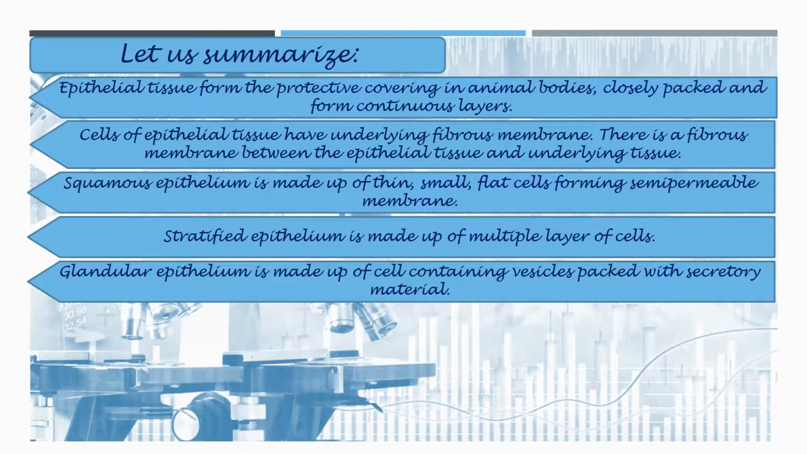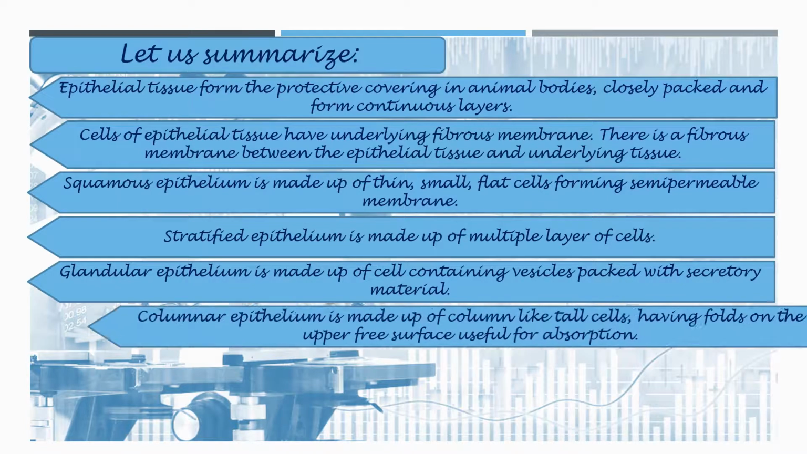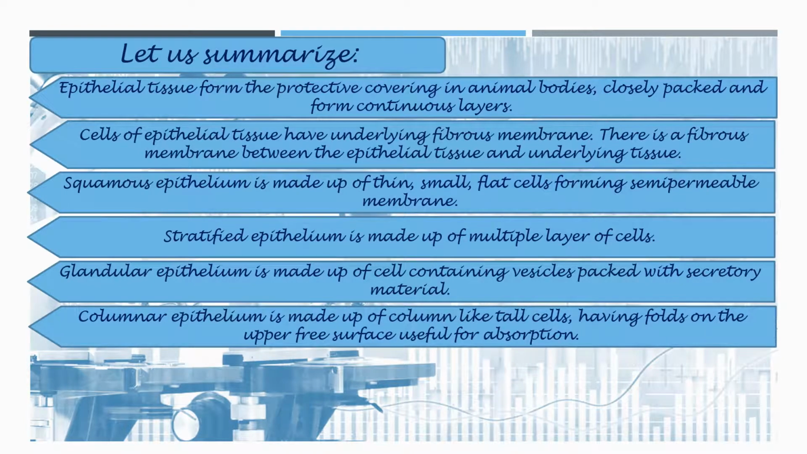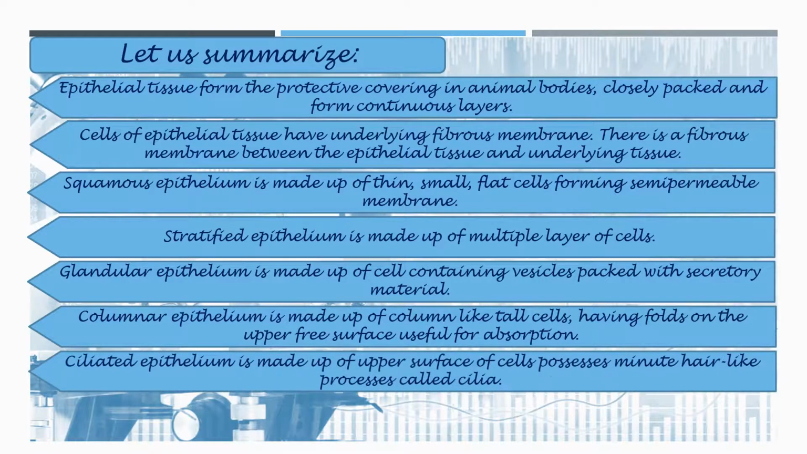Columnar epithelium is made up of column-like tall cells having folds on the upper free surface which are useful for absorption. Ciliated epithelium is made up of cells whose upper surface possesses minute hair-like processes called cilia. And cuboidal epithelium is made up of cuboidal cells.